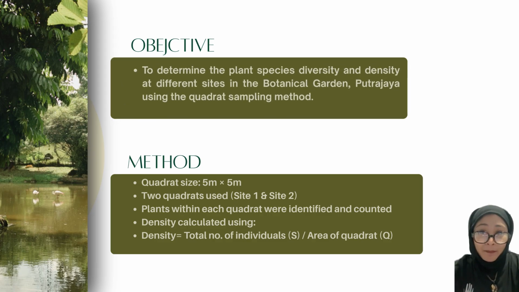Hi everyone, I'm Nurul Imana Sohaben Zakaria. For Practical 2, we carried out a quadrat sampling activity at two different sites in the Botanical Garden Putrajaya. First, the objective is to determine the plant species diversity and density at both sites using the quadrat method.